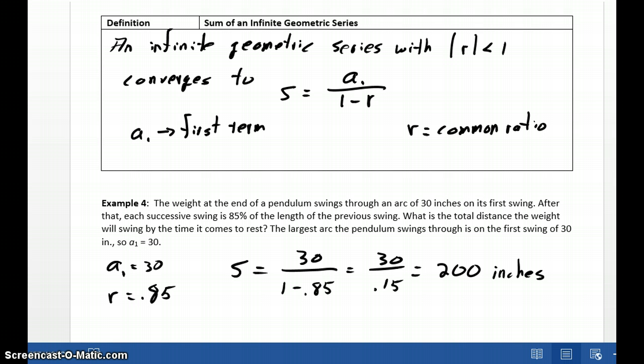We have a formula to determine the sum of an infinite geometric series. If the absolute value of R is less than 1, we know our series converges to S, that's our sum, equals the first term, a sub 1, all over 1 minus R. R is the common ratio. So I can just use that little formula to determine the sum of an infinite series as long as I know that infinite series converges.